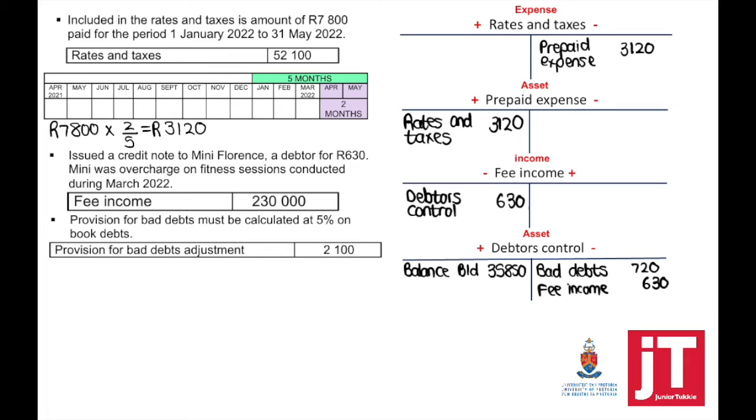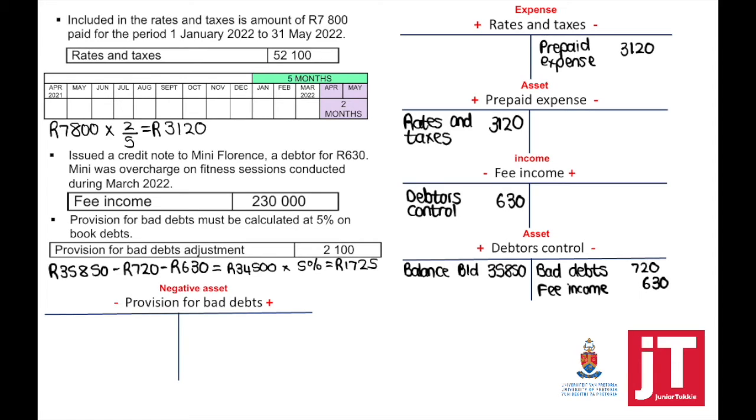Provision for bad debts must be calculated at 5% of book debt. Provision for bad debts adjustment is 2,100. A common mistake learners tend to make now, they take the 35,850 and times it by 5%. No. You have to take your new balance, 34,500 times 5%.